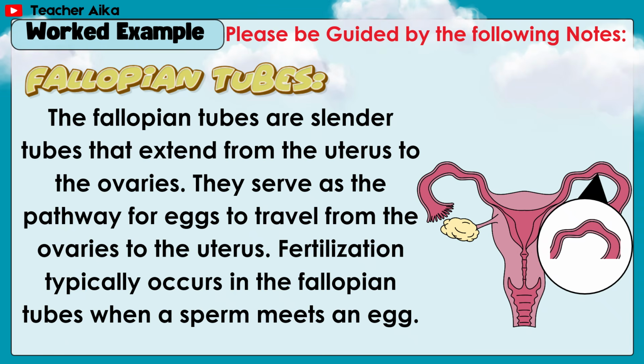Fallopian tubes. The fallopian tubes are slender tubes that extend from the uterus to the ovaries. They serve as the pathway for eggs to travel from the ovaries to the uterus. Fertilization typically occurs in the fallopian tubes when a sperm meets an egg.